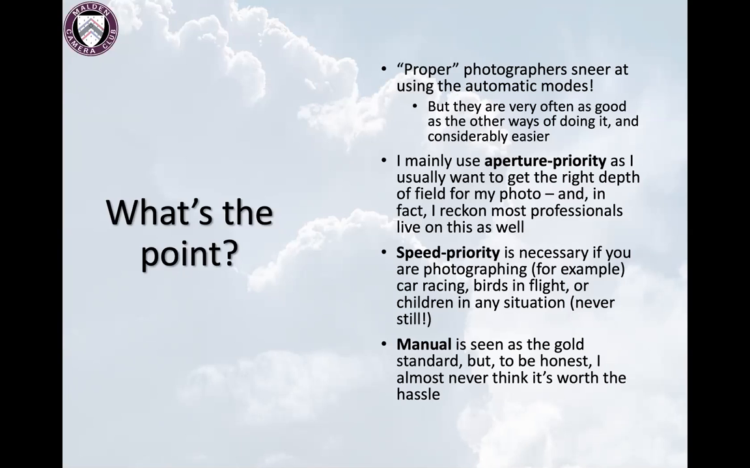But in practice, I mainly use aperture priority because I want to have the right depth of field for the individual photograph. In fact, I reckon most professionals live in aperture priority as well, the semi-automatic mode. I move to speed priority when I'm photographing movement, so car racing, birds in flight, wildlife of any sort, or children in any situation. Children are never still, are they? Unless they're watching CBeebies. And manual is seen as the gold standard, but to be honest, I almost never think it's worth the hassle.